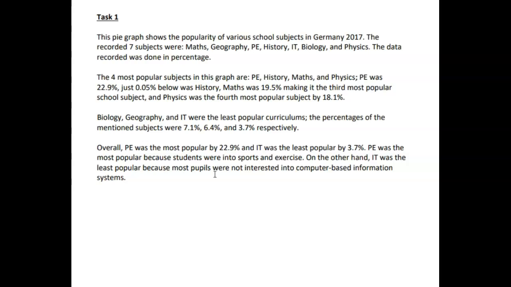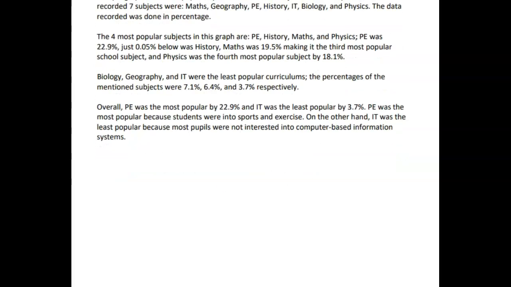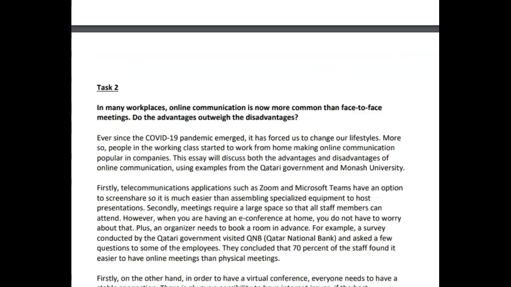So you're probably wondering, all right, Ellen, well, what would an appropriate overview have been? An appropriate overview would have been that the most popular subject in Germany was PE, and the least popular was IT. Done. That's it. Okay, and that's an overview. All right, so I hope that gives you information that will help you work on future task 1s. Let me know if you have any questions.